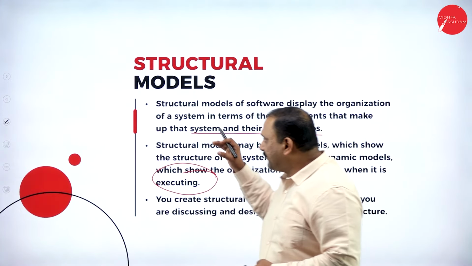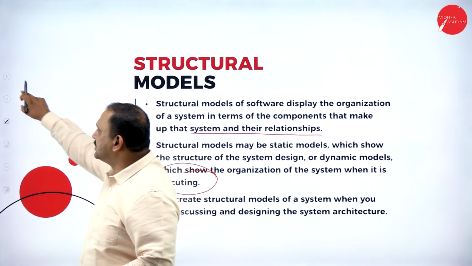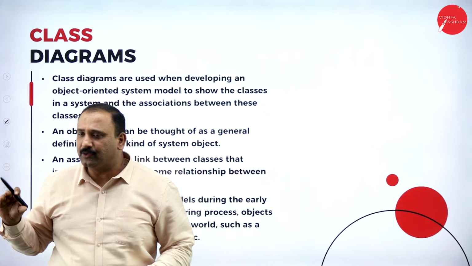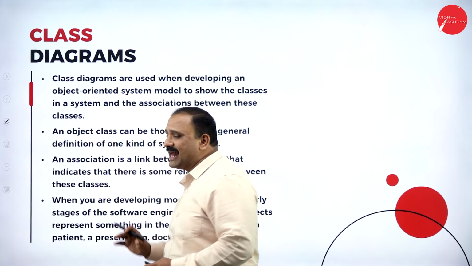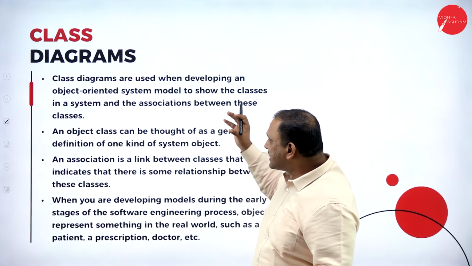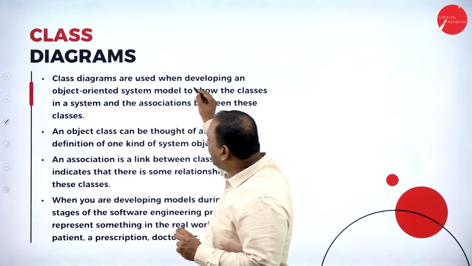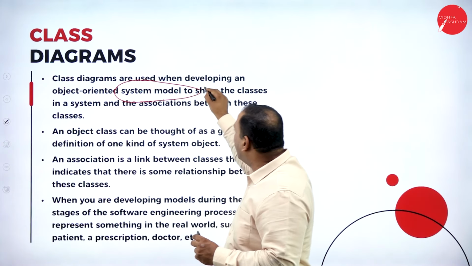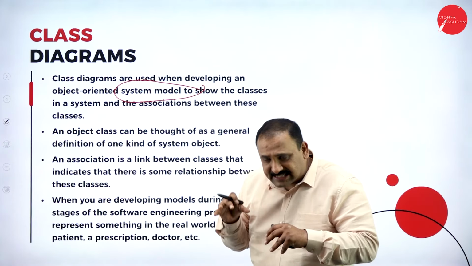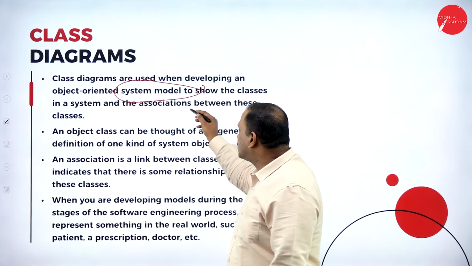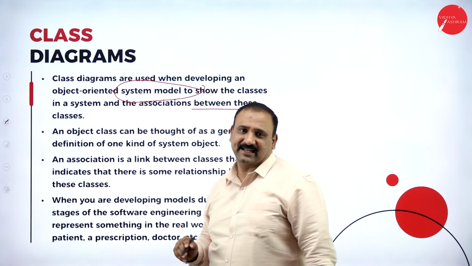Now, once we are finished with the structural models, we need to start looking into the next aspect, the class diagrams. Now, why are class diagrams used? Because they are used when developing an object-oriented model to show classes in a system and associations between these classes.